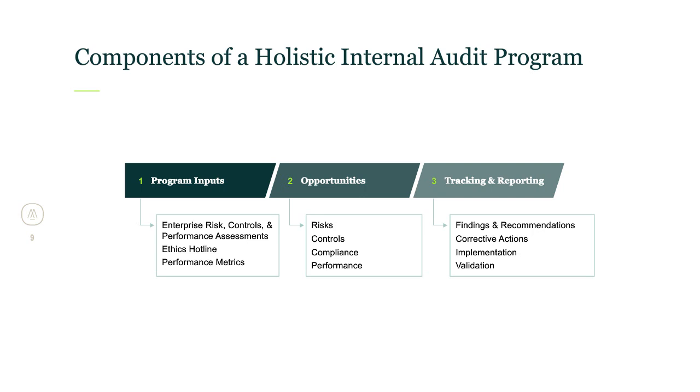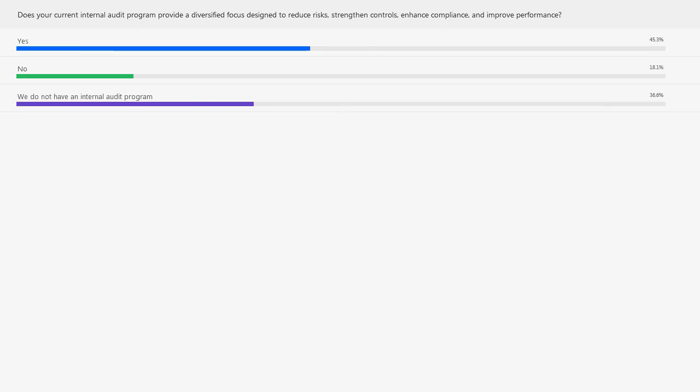See what we've got. So almost 45% yes, a more holistic type of program, but 18% no, a more narrow traditional program, and about 37% don't have a program. Which is of course consistent with the prior slide.